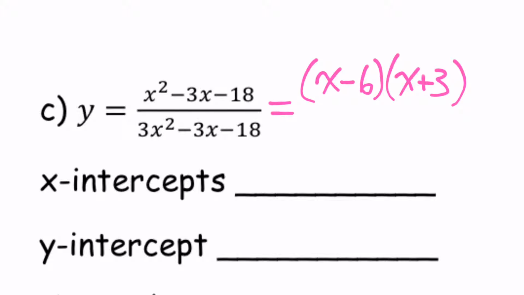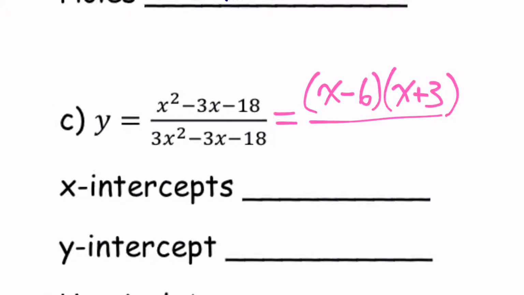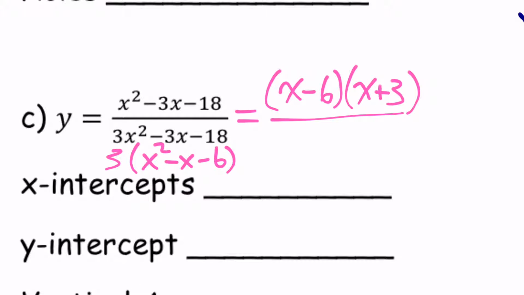So there's that. In the denominator, I need to pull this 3 out before I factor it, right? So pull a 3 out, we're left with x squared minus x minus 6, like that, right? 18 divided by 3 is 6. 3 divided by 3 is 1. And now we need to factor that. I'll still have that 3 down there, but now we're going to factor that resulting quadratic.